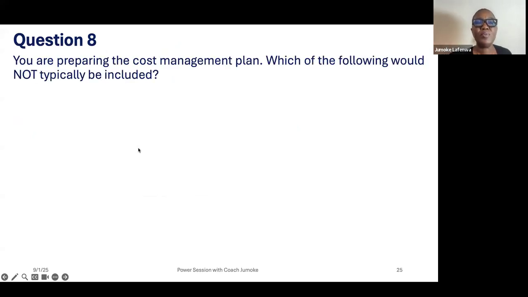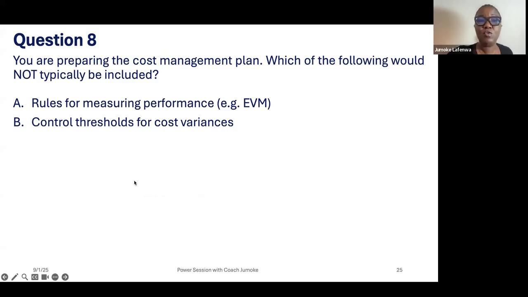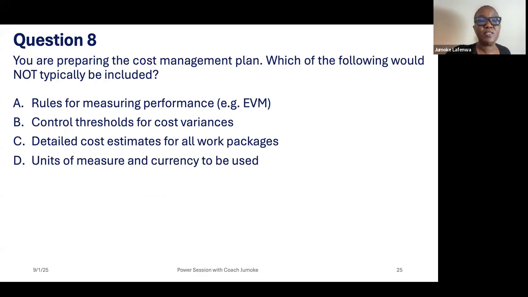Question 8. You are preparing the cost management plan. Which of the following would not typically be included? A. Rules for measuring performance. B. Control threshold for cost variances. C. Detailed cost estimates for all work packages. D. Units of measure and currency to be used. Which one will not be part? It's a bit tricky.